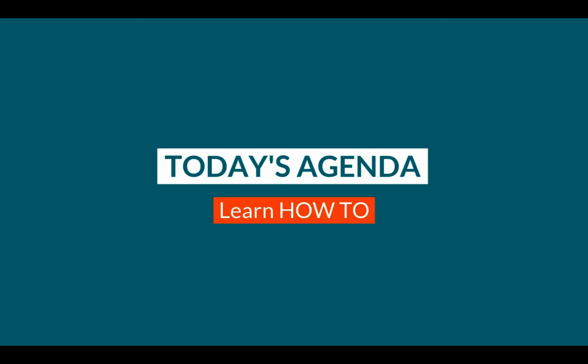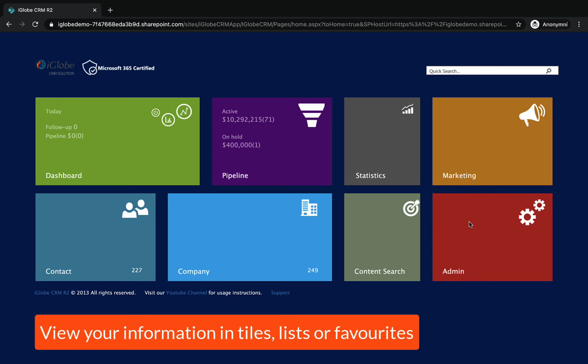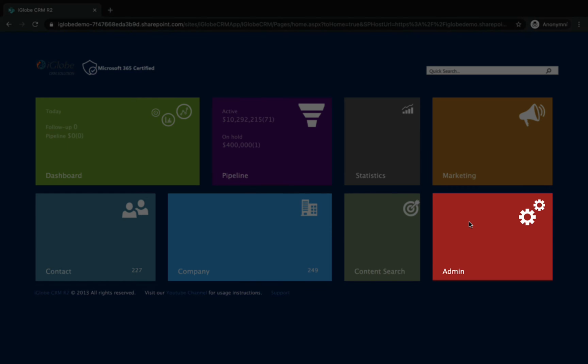In this video, we're going to have a look at different ways on how you can view your data. iGlobe CRM allows you to view the information in different ways. You can view it in tiles, lists, or view your favorite folder. Let's have a look at how it works.